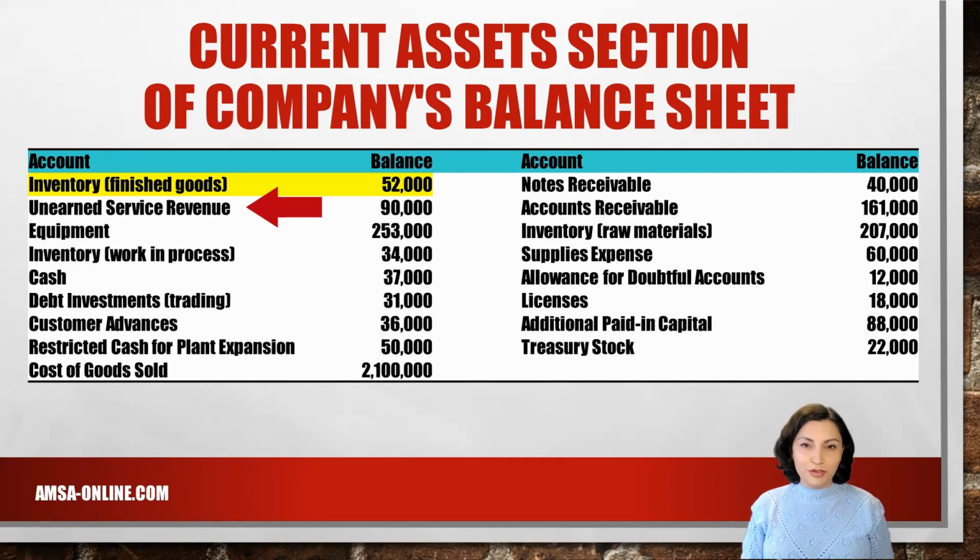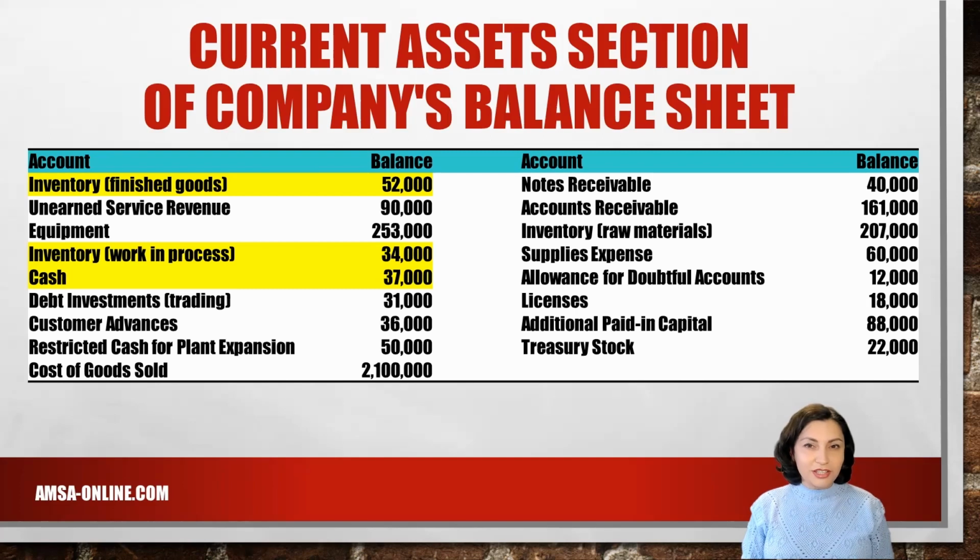Unearned service revenue is a liability account, and equipment is a fixed or long-term assets account. These accounts are not included in the current assets section. The next account is inventory work in process with a balance of $34,000. It is a current asset account and will be included in the current assets section.